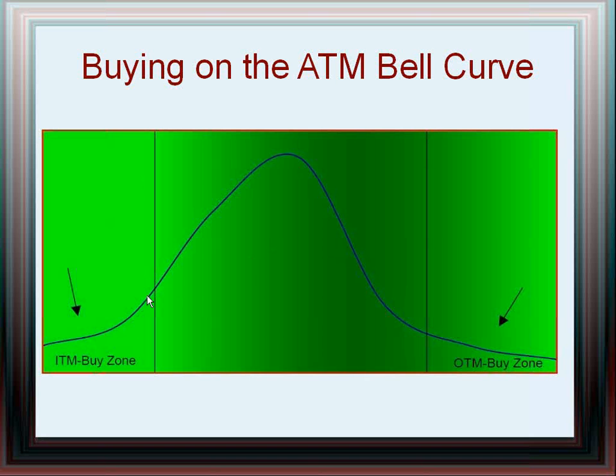Now, the at-the-money bell curve, you've probably all seen this before. If you look at any option chain, the time value of the at-the-money options is always the highest, not the price. The deep in-the-money options are going to have a higher price because you're going to have intrinsic value and some time value or extrinsic value. But the at-the-money option is always going to have the highest time premium. If we had a stock at 50, and we looked at the 50 strike call or the 50 strike put, they will have the highest time premium.